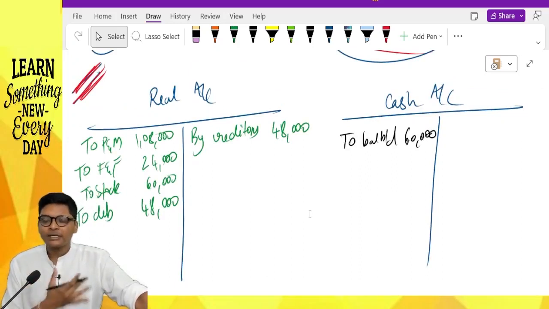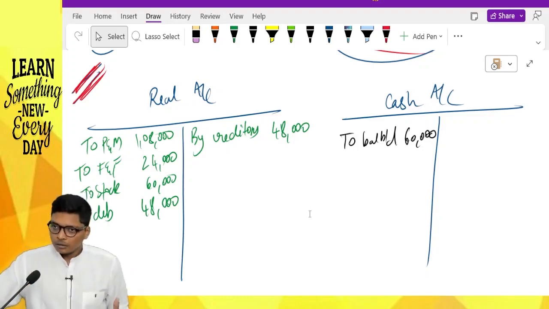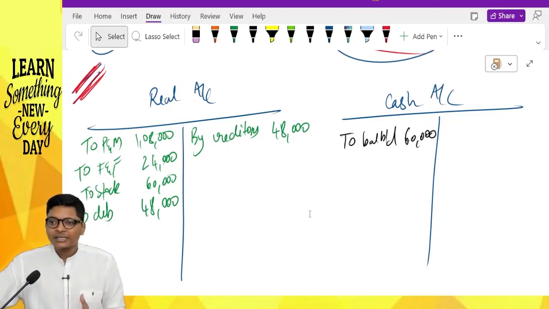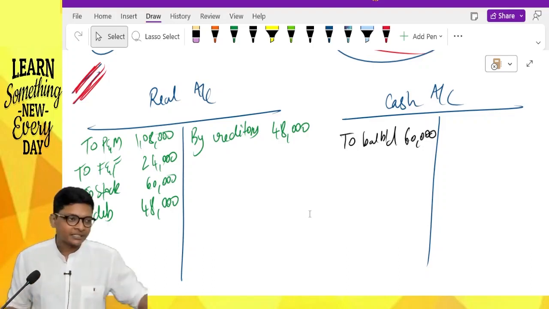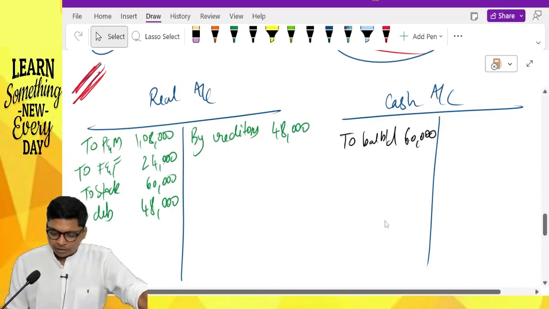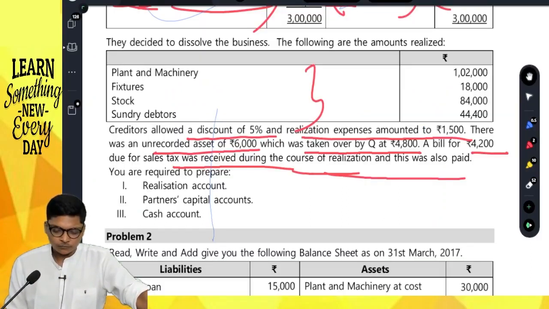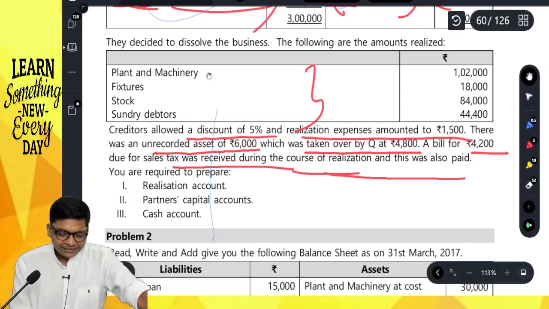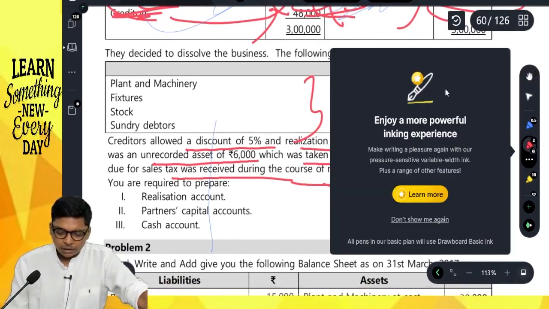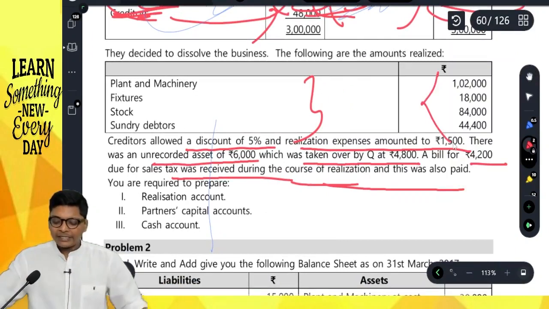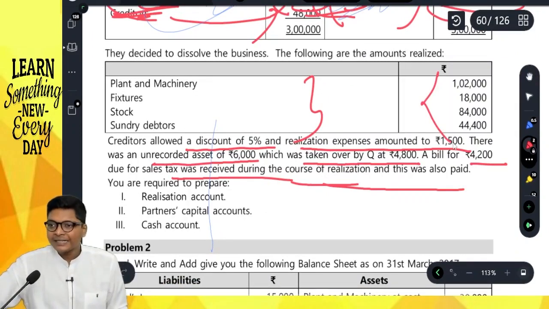Is this same as amalgamation? So far what we have done? Pretty much the same, except shareholders account becomes partners capital. Apart from that, conceptually same. That's it. This whole chapter is that much only. Now let's go for adjustments. We are selling each of these 4 assets for 1,02,000, 18,000, 84,000, 44,400. Entry, guys.